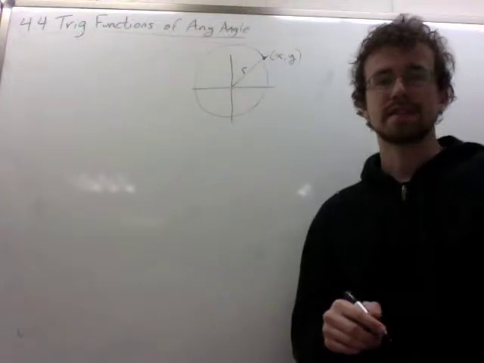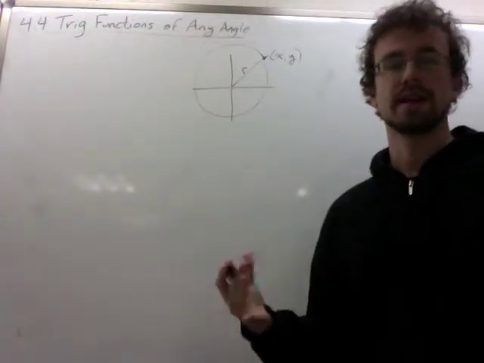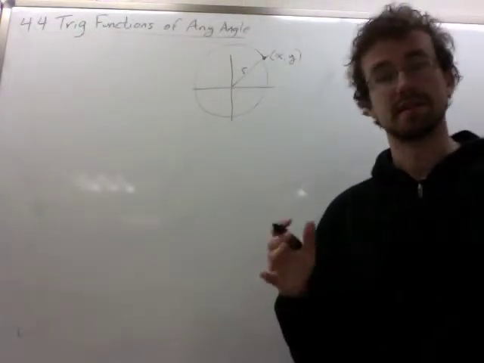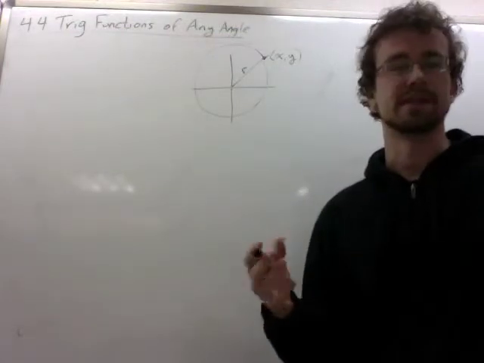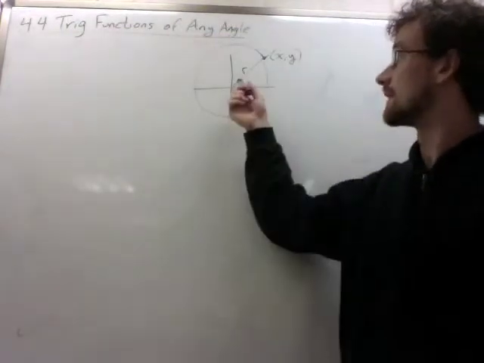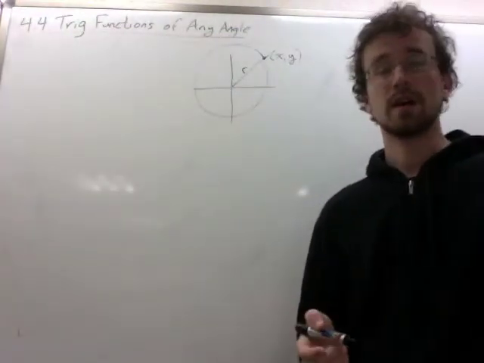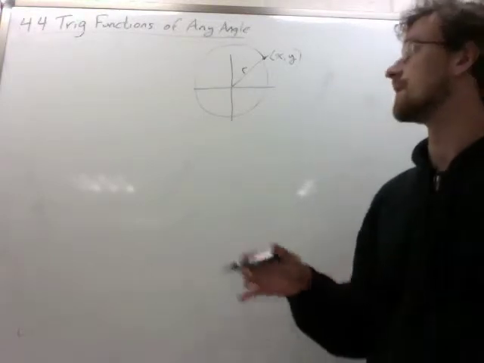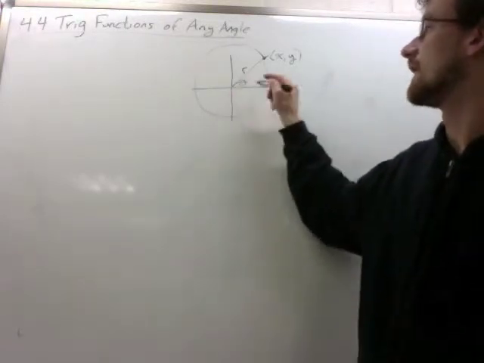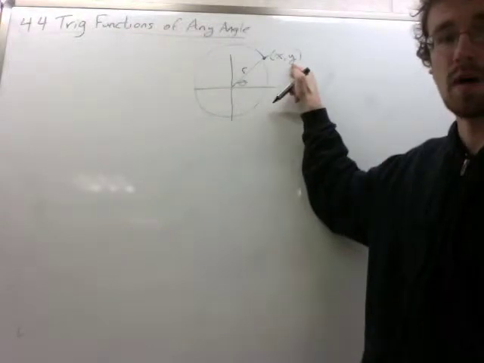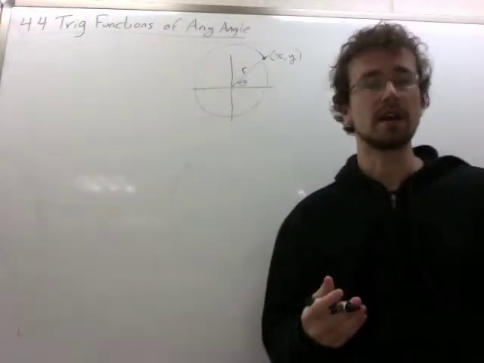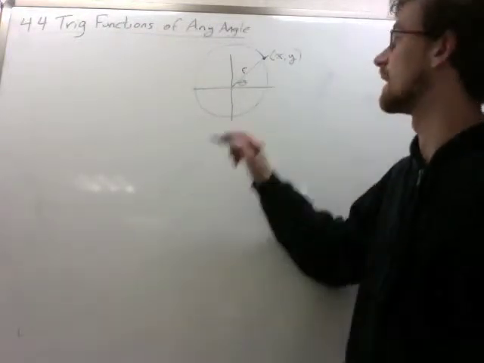Now, if a point is not on the unit circle, we can't use our usual formula. Sine theta is just the y-coordinate, cosine theta is the x-coordinate, and so forth, because we're not on the unit circle anymore. But similar principles are involved. If this is our angle, and I tell you that some point, x comma y, is on the terminal side of that angle, we can still figure out the trig functions of that angle.